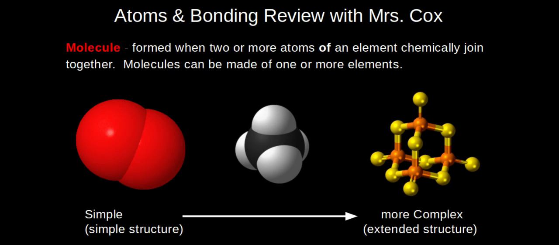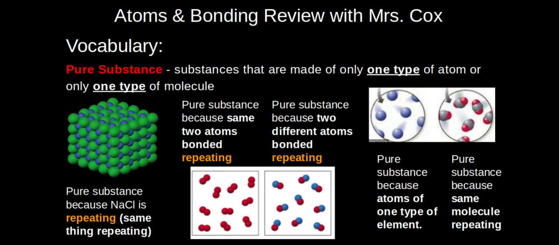Molecules form when 2 or more atoms of an element are chemically joined, bonded together, okay? So you can see I go from simple structure, which is just 2 of the same atom bonded together, and get a little more complicated and a little more complex, and then here is a kind of a smaller extended structure. It's extended structure because there are several atoms that are yellow and orange bonded together with quite a few bonds, okay?